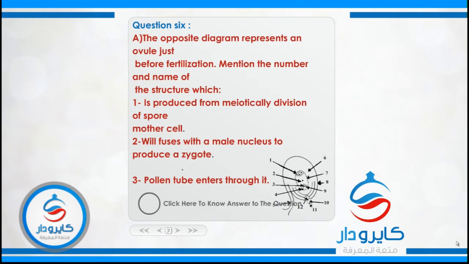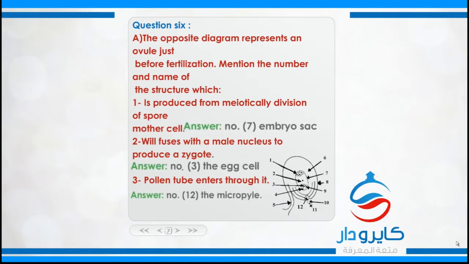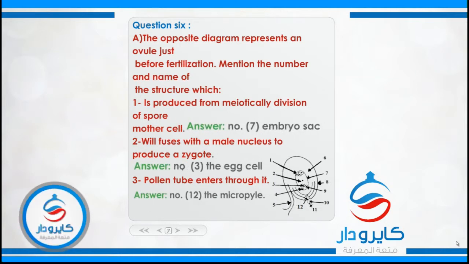The third part is the structure where the pollen tube enters. It is the micropyle, number 12, and the micropyle is very important for the passage of the pollen tube for the fertilization of the ovule, and is also responsible for the passage of water for the germination of the seeds. The next question.